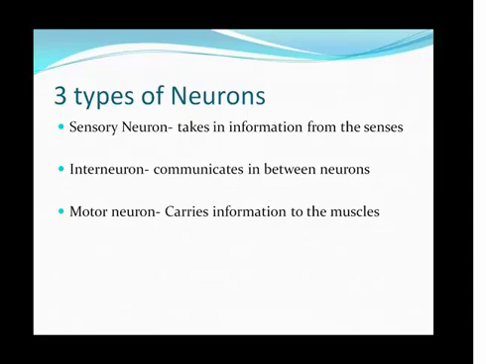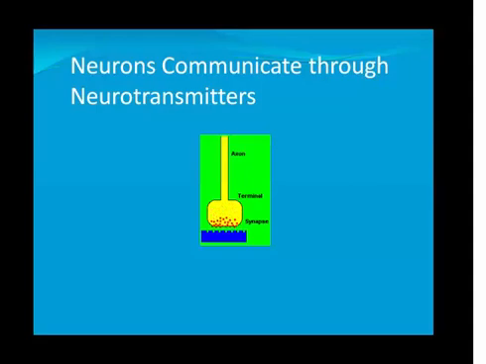All right, we finished that objective. Let's go to the next. How do neurons communicate? Neurons communicate through neurotransmitters. Let me go back for a minute. Let me repeat it again so you get to write this down.